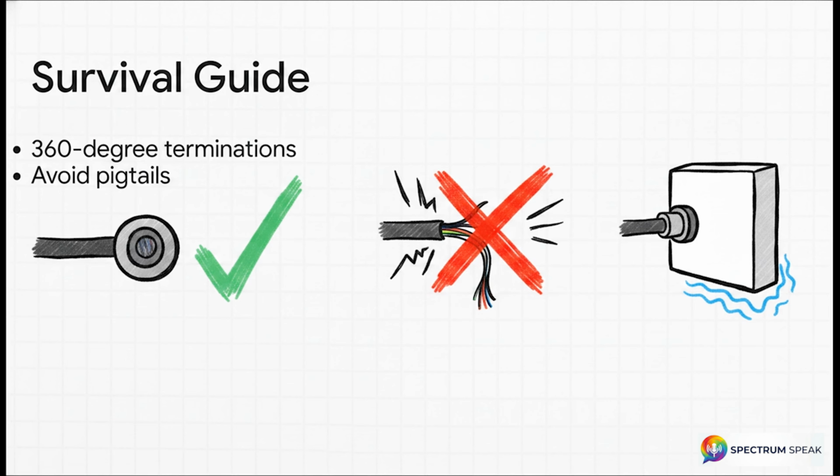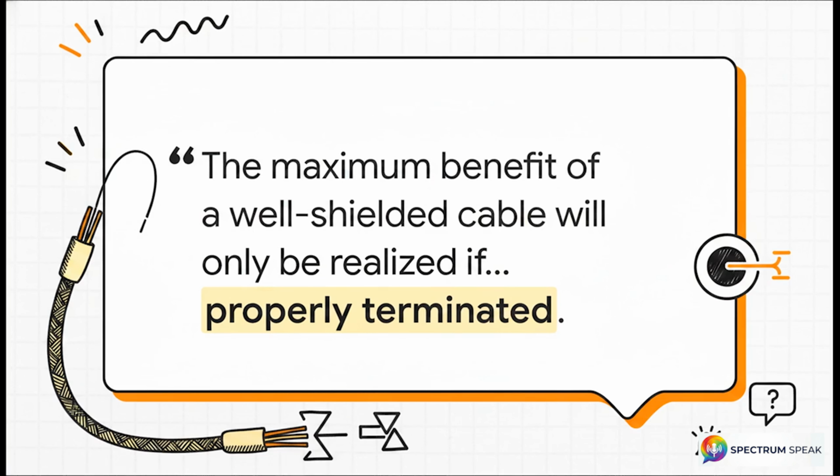Always terminate your cable shields to the outer chassis enclosure, never to your internal circuit ground. As High-Impedance states in the text, the maximum benefit of a well-shielded cable will only be realized if the shield is properly terminated. Look, an expensive cable is completely worthless if you just choke it with a pigtail. Keep that foundational rule at the front of your mind on your very next design.